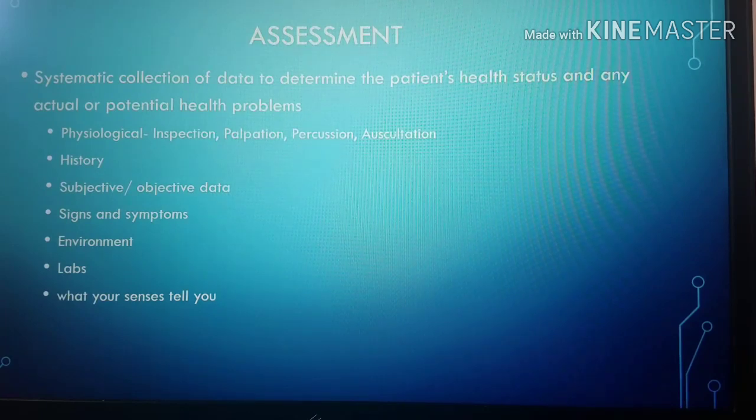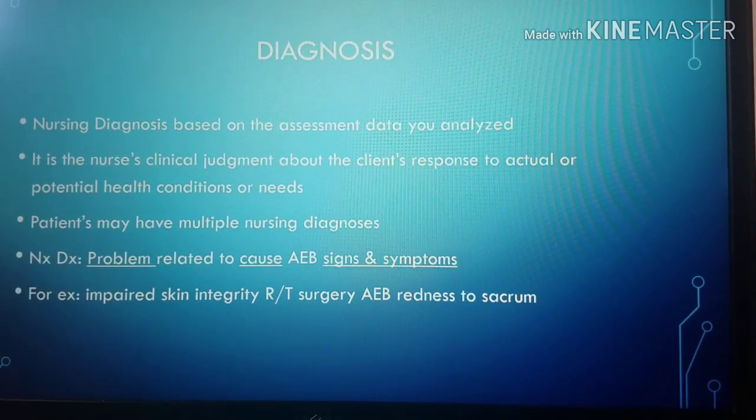And so based on that, I'm going to say impaired skin integrity or risk for impaired skin integrity related to surgery or related to immobility, okay? Or I might say impaired skin integrity related to surgery as evidenced by redness to sacrum. Now, if I said impaired skin integrity, I'm telling you that this person already has a problem. The skin is already impacted by the fact that this person just had surgery and they're completely immobile, okay?